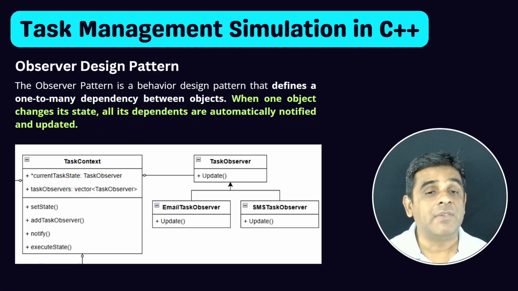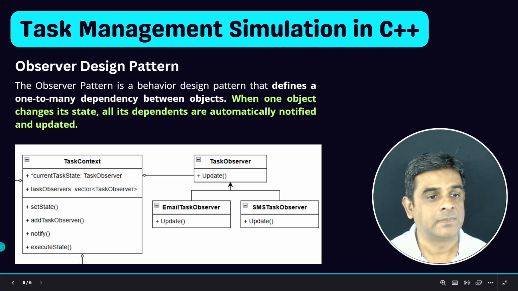Then we will discuss the observer design pattern. Observer design pattern is also a behavioral design pattern that defines a one to many relationship between objects, and when one object changes its state, all its dependents are automatically notified. That means when we change state from completed to in progress, we have many observers. We have to notify through email or SMS that the existing state got changed to the new state. So we will be using the observer design pattern also. So let's discuss everything in the code.